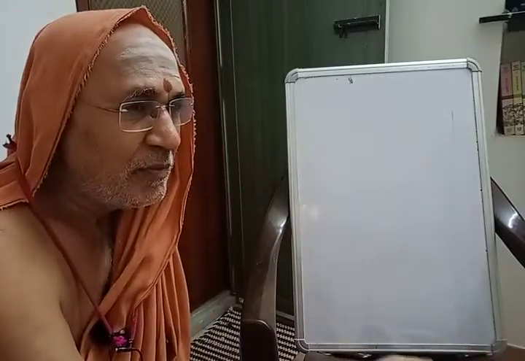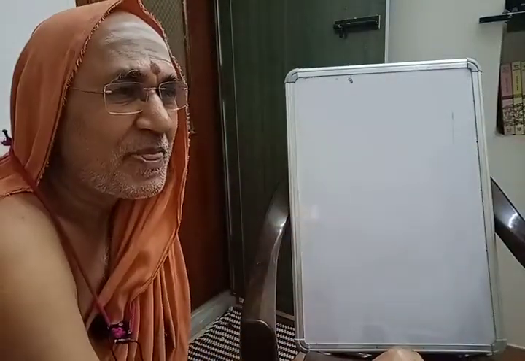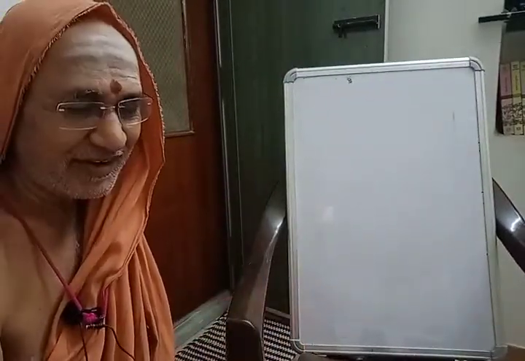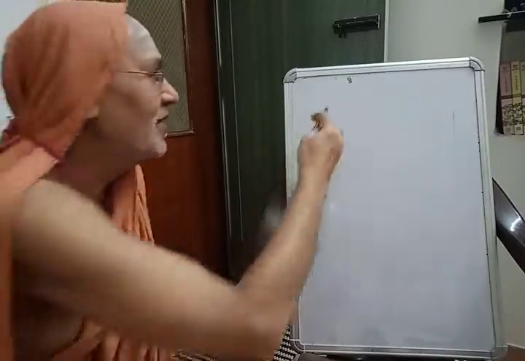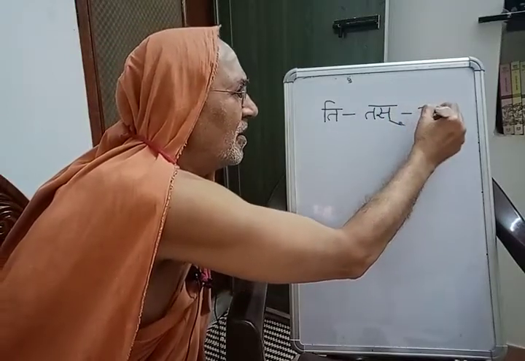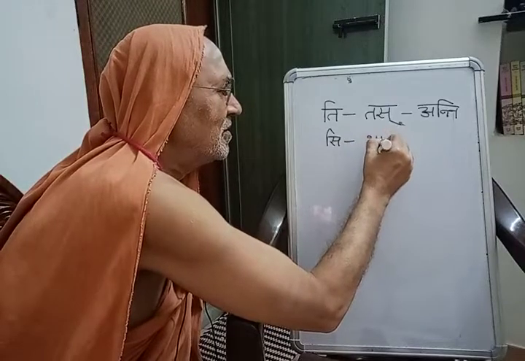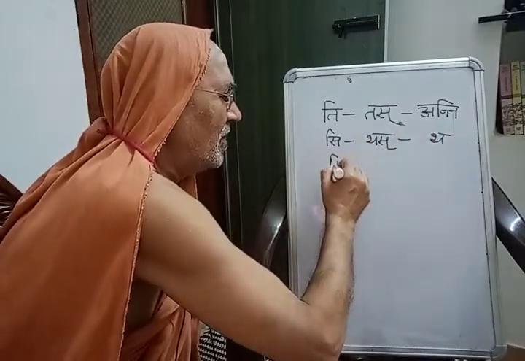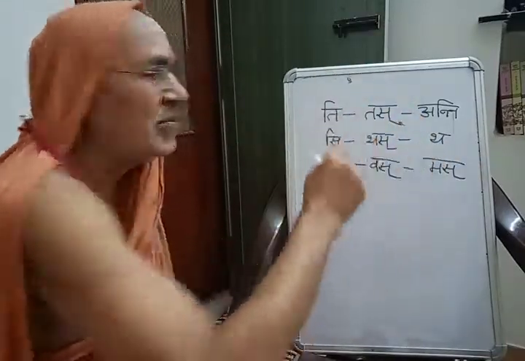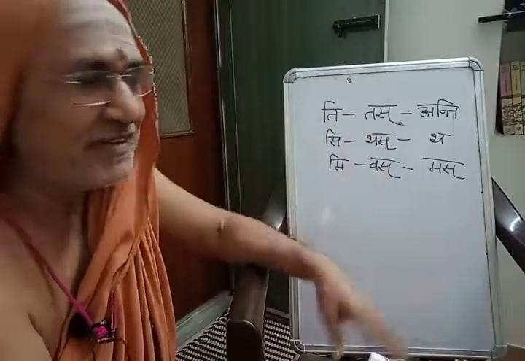Present tense we know. Panini's method is, for all the 10 tenses and moods, 6 tenses and 4 modes, first he gives the basic pratyayas, and he keeps on adding, subtracting, deriving all the other tenses. So what are the first basic ones? Ti, tas, anti, si, thas, tha, mi, vas, mas. These are the basic pratyayas. By slightly adding to these, he makes the present tense, then past tense, then all tenses, by adding and subtracting.